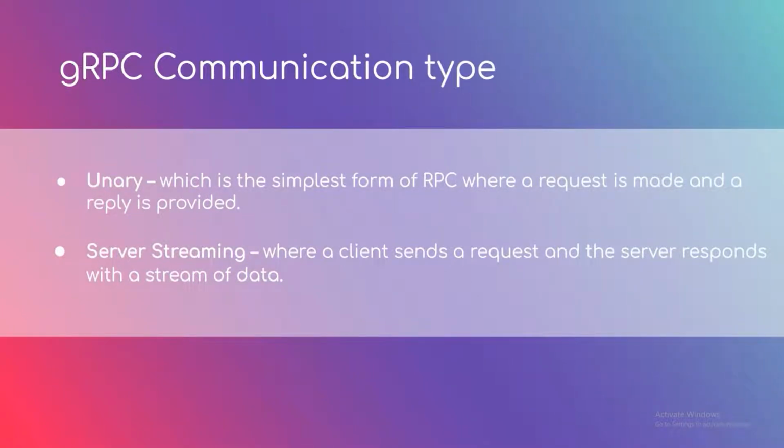This is the gRPC communication type. First is the simple RPC, also known as unary RPC. This is the simplest communication pattern in gRPC. Here the client sends a single message to the server and receives a single message from the server.